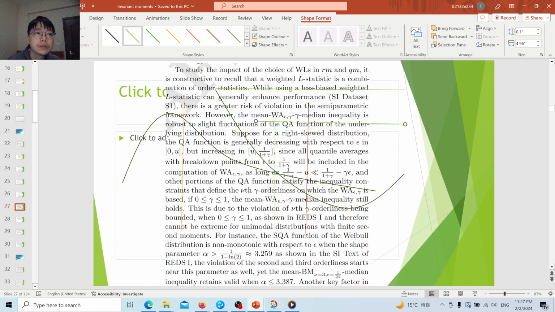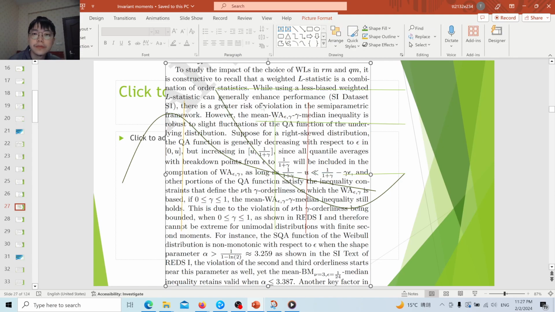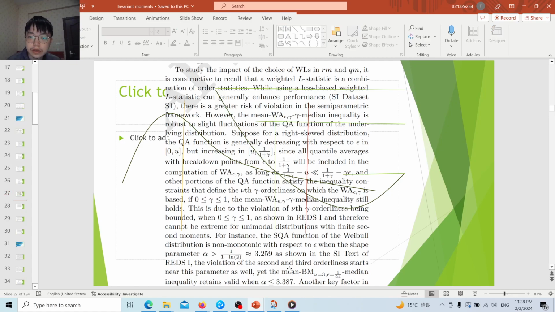And the median is here, and because this is also monotonic, we can expect that this will be, and this is a relatively small proportion, so we normally can expect that this estimator will be higher than the median in most cases. That means this inequality between the mean, weighted average and median is slightly robust to the fluctuation, to the violation of these ordinals. As I showed in an example, even for the third ordinals, it is valid.